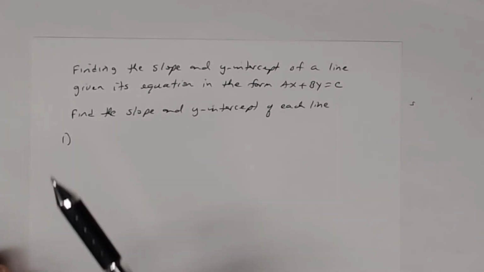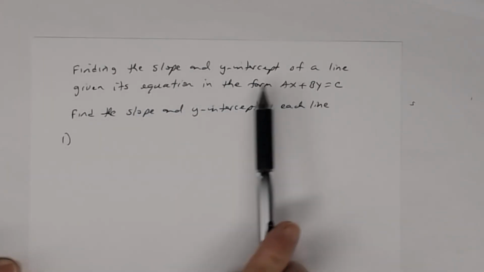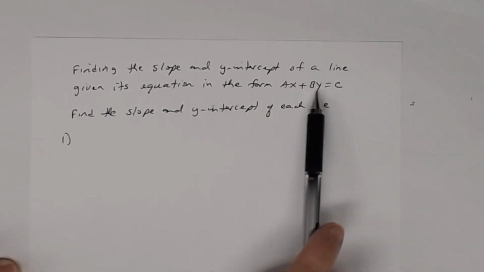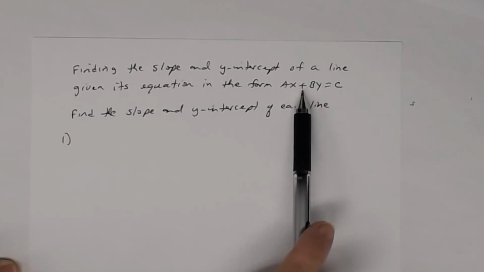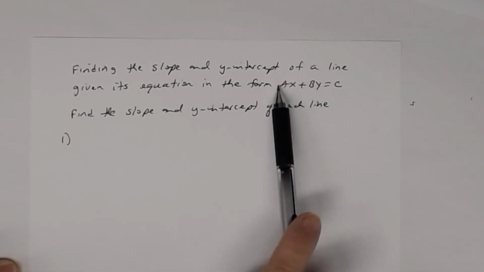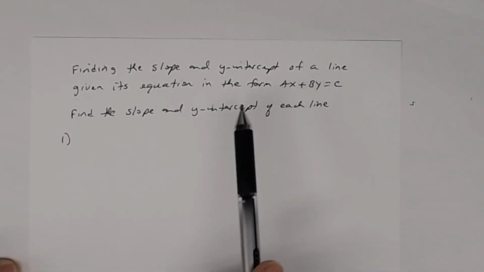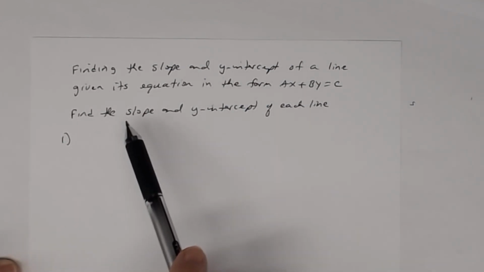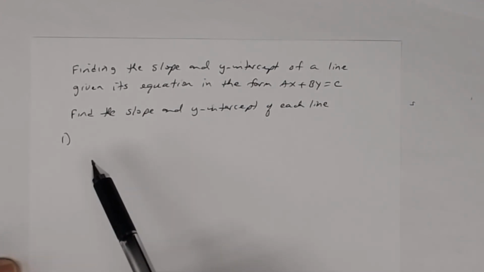All right, in this lesson, you're going to learn how to find the slope and the y-intercept of a line where its equation is given in this form. So you'll see ax plus by equals c. So the variables will be on one side and the constant will be on the other side. And so the directions will probably say something like this. Find the slope and y-intercept of each line.